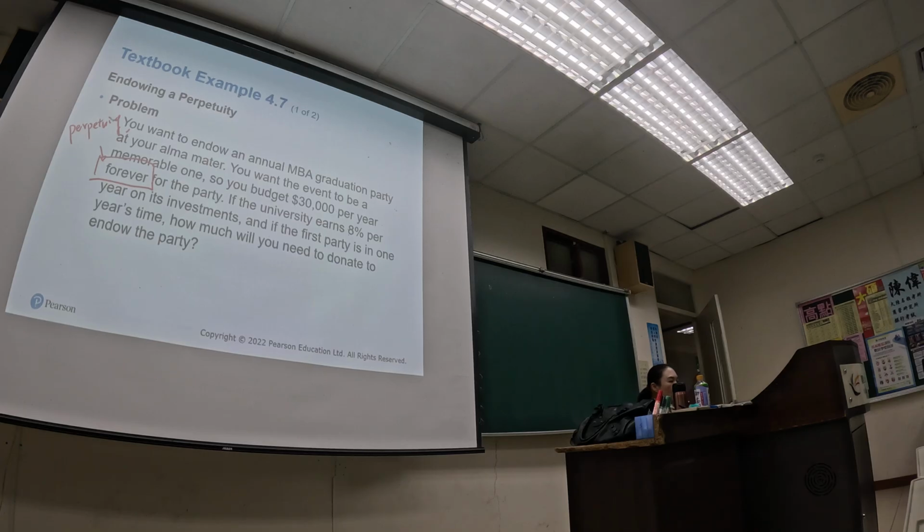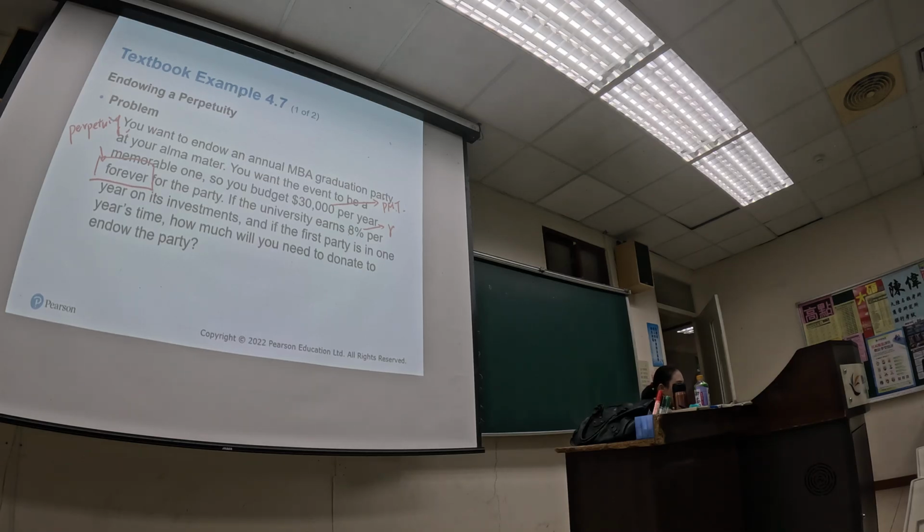If the university earns 8% per year on its investment, that's your discount factor or interest rate, that's R. And this 30,000, it will be your PMT, right? And if the first payment is in 1 year's time, so after 1 year, that's your assumption, right? Pre-assumption. How much would you need to donate to endow the payment?